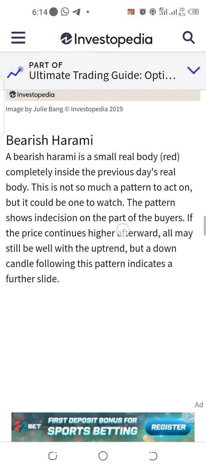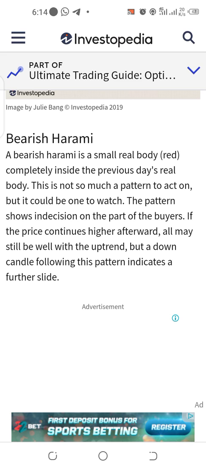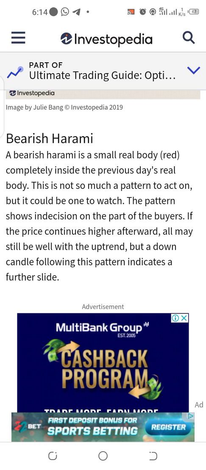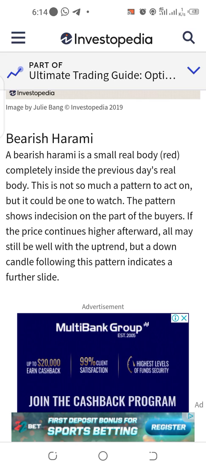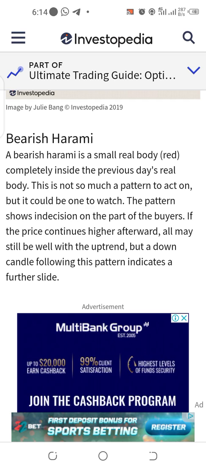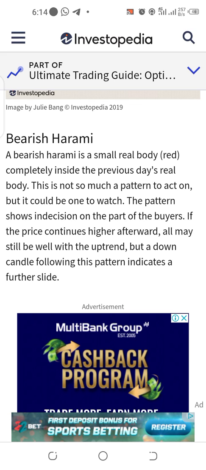Now we also have the bearish harami. A bearish harami is a small body. It has been stated that it must be red, completely inside the previous day's real body. This is not so much a pattern to act on, but it could be one to watch. It doesn't really mean so much, but you have to notice all of these things so that when you see them, you know how to strategize your trading.